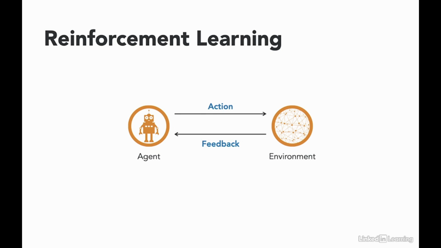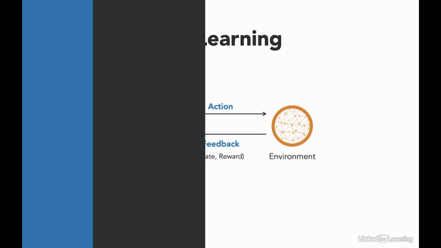The feedback provided by the environment comes in two forms: state and reward. The state describes the impact of the agent's previous actions on the environment and the possible actions the agent can take. Each action is associated with a numeric reward which the agent receives as a result of taking a particular action. The agent's primary objective is to maximize the sum of rewards it receives over the long term.